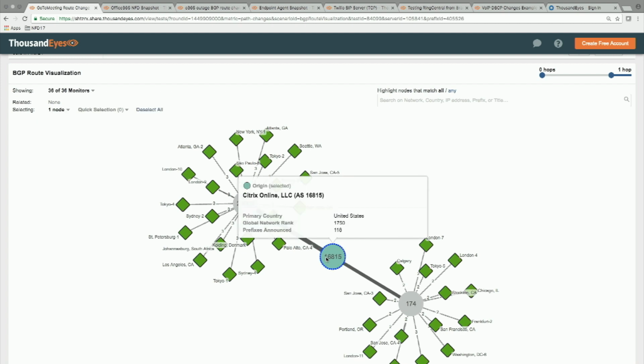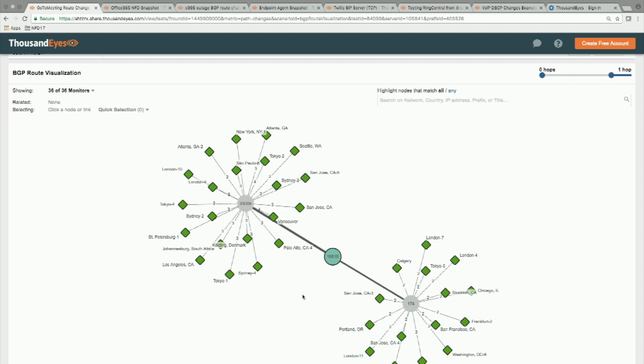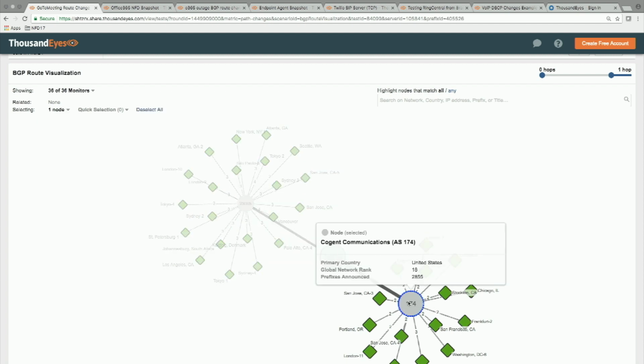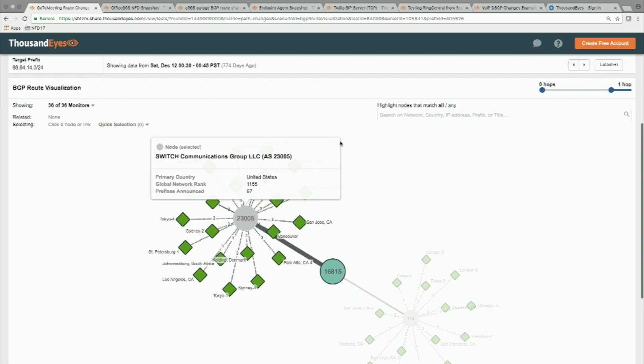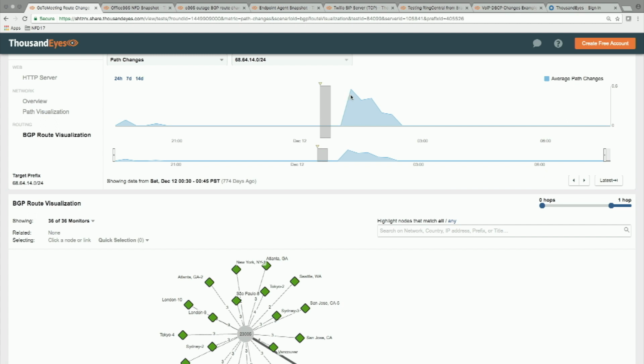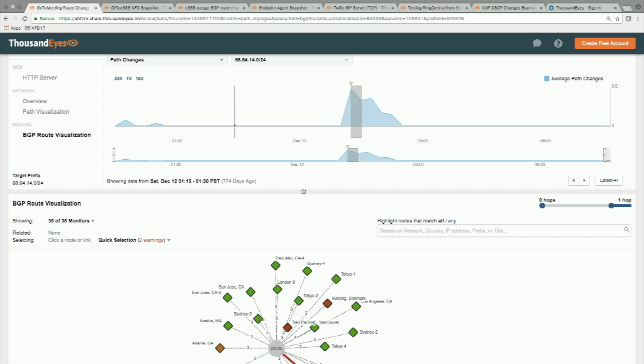This is the Citrix Online autonomous system. We see two of their service providers. It looks like Cogent, and then also a SwitchSnap ASN here. And then if I go back up and I look at what's happening at this similar time period, we can actually see there's some specific things going on.